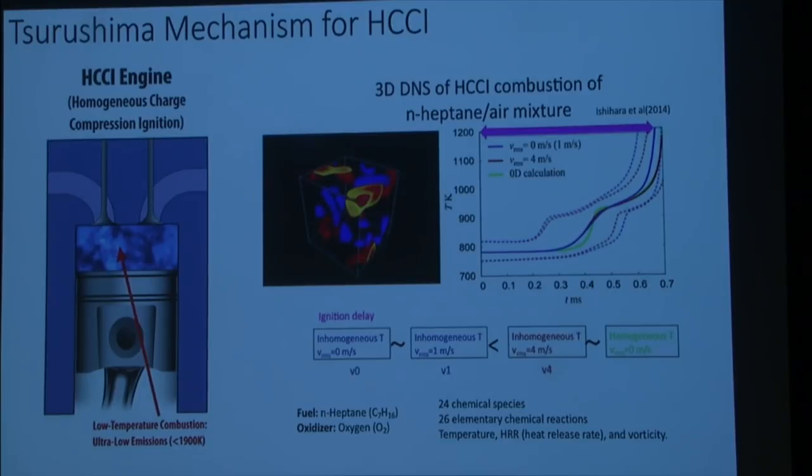Why do you use this heavy fuel that has two ignition stages? You can use something simple which has just one ignition. You would have to ask Ishihara about that. Unfortunately, he's not here. He couldn't make it today. But yeah, those finer points I'm not sure about.